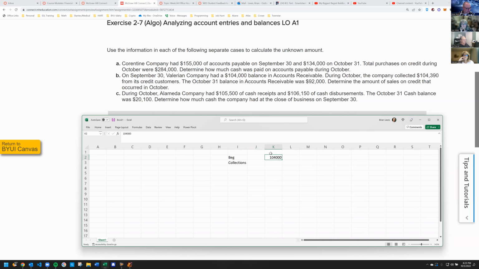Oops. Let's do this. Sorry. Oh my word. Sorry. Okay, AR. Okay, so AR has a normal debit balance. Our beginning balance is 104. We collected 104,390, which means it's over here, right? It's a credit from its customers. On October 31.